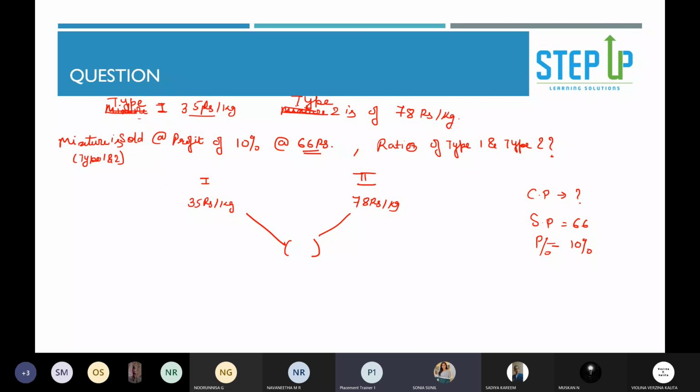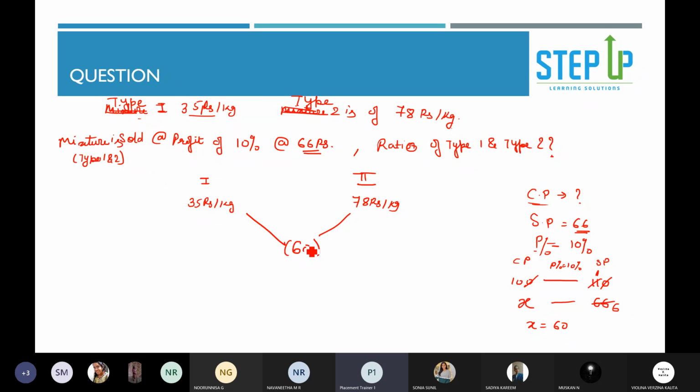Ma'am, 66 into 10%, and whatever we get plus 66. Okay. Slight mistake. Do we know the cost price? No, ma'am. So if I assume my cost price as 100 and there is a profit of 10%, what will be my selling price? 110. But the actual selling price is 66. So can I get the actual cost price? The 0s will get cancelled. 11, 1, 11, 6. Cross multiply. X is equal to 60.